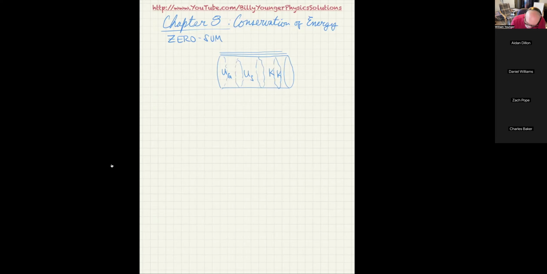So the way we implement this in terms of physics is most people do something like this: delta U plus delta K is equal to zero. That's a very typical way of doing it. And you just have to remember that delta implies final minus initial. Whenever you have a delta with something after it, it means that something final minus that something initial. So, for instance, delta U would equal U final minus U initial.